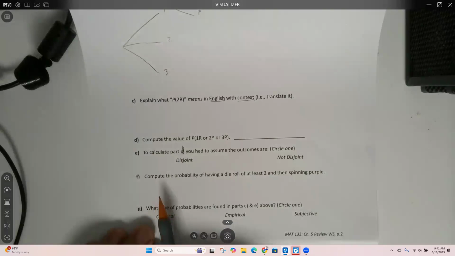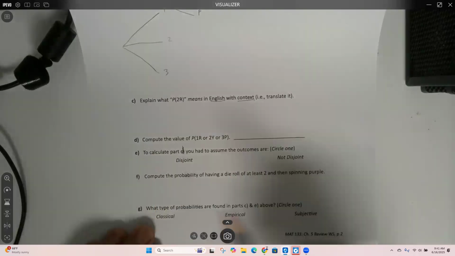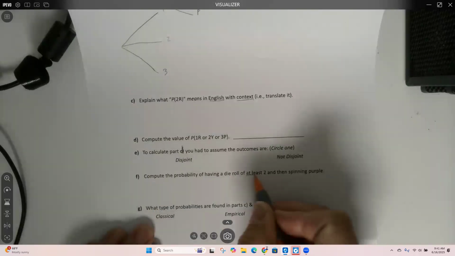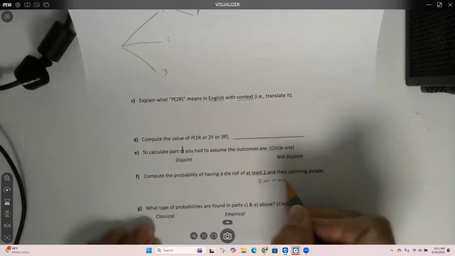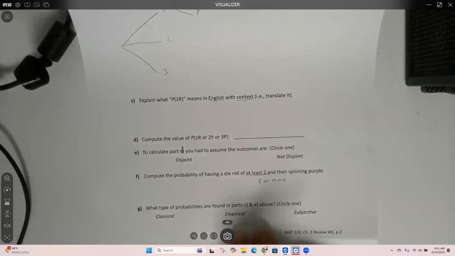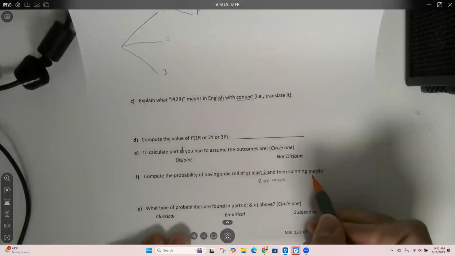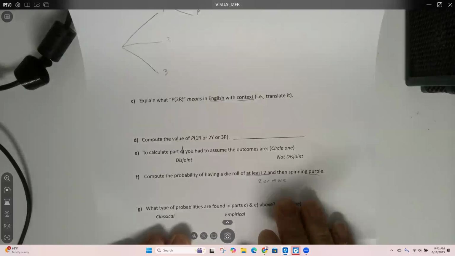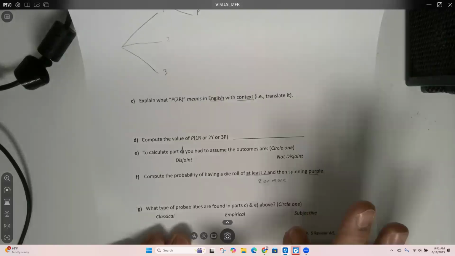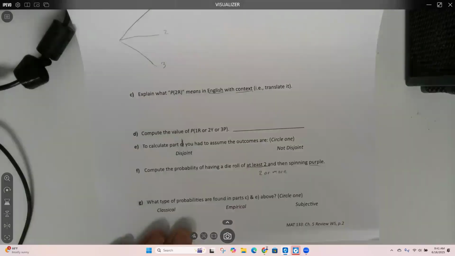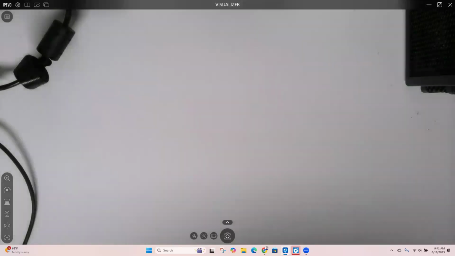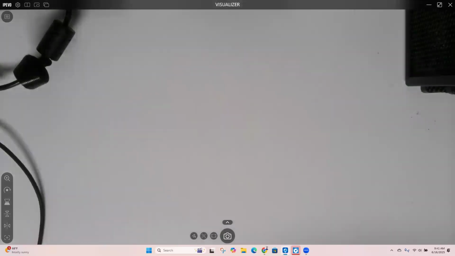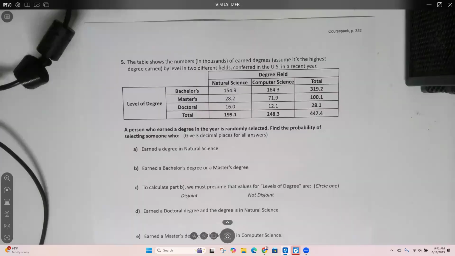Compute the probability of having a die roll of at least two. At least two means two or more. Of it spinning purple. I think you guys got this. I think I'm going to move on to page 352. Most people don't have too much difficulty with chapter 5, so I'm not giving you as many hints.